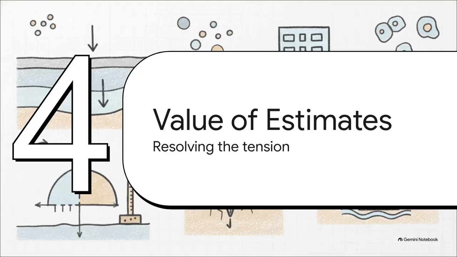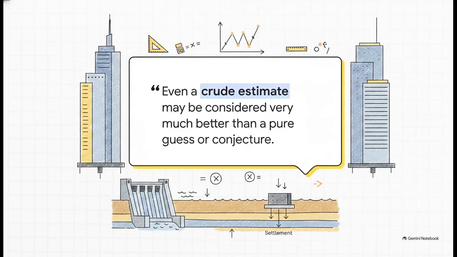Finally, Section 6, the value of crude estimates. Let's resolve the tension between the complex math and the unpredictable dirt. So how do we resolve this immense tension between the highly complex math and the unpredictable, messy reality of the dirt beneath us? Well, I want to leave you with this incredibly humbling quote directly from our source material today. Settlement analyses usually give results which are at best crude estimates. However, even a crude estimate may be considered very much better than a pure guess or conjecture, which may be the only alternative. It's a profound realization, isn't it?